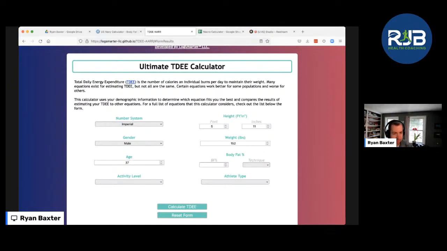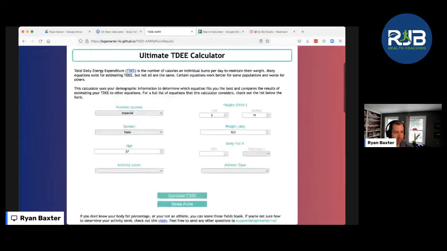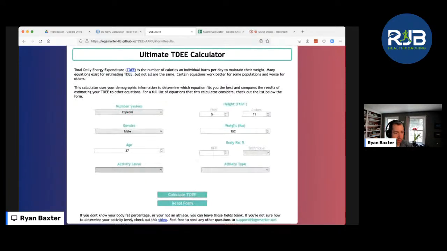We'll come to this in a second. Body fat percentage. We need to come out with the body fat percentage. How active am I? I'm probably between active and very active.